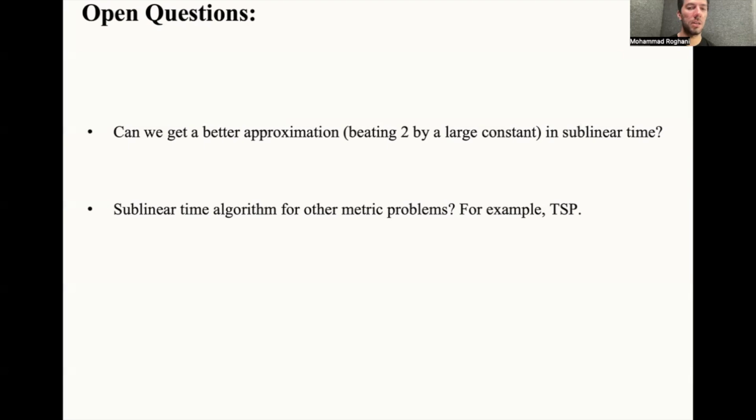And the other open question, which is more general, is to come up with sublinear time algorithms for other metric problems. For example, the traveling salesman problem. For the traveling salesman problem, again, using the metric MST estimation, you can get 2 approximation, but beating 2 approximation is the longest standing open problem.